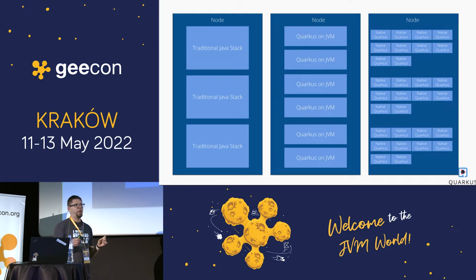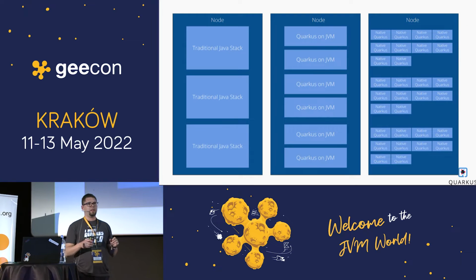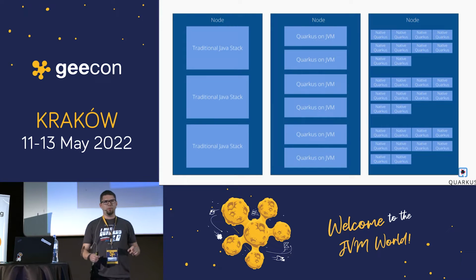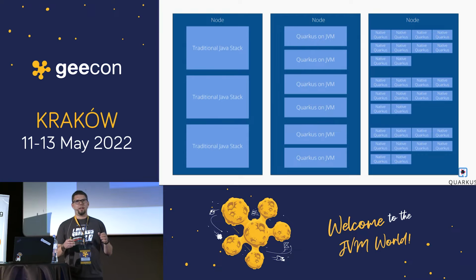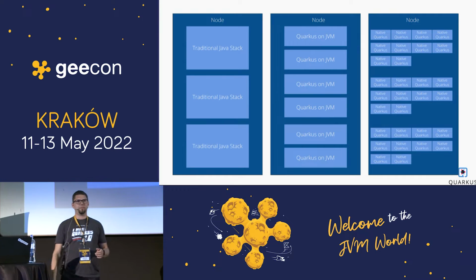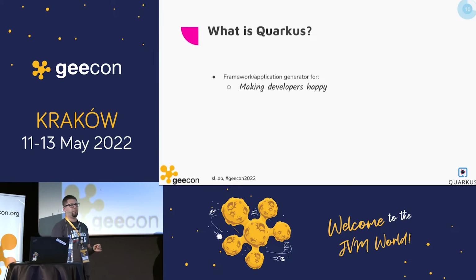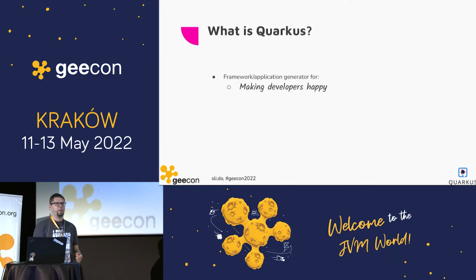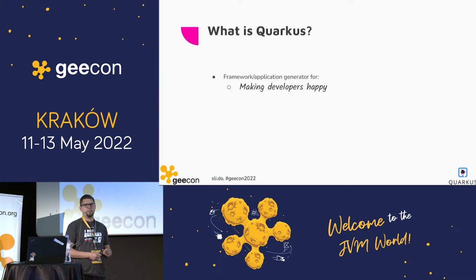So the low startup time means that you can scale out easily if you have a wave of traffic coming. And for example, you can do serverless nicely. But the low memory footprint means that you can have a much higher density of your applications in the cloud. So you save money, basically. So this is one thing. But another thing, actually, I think the thing that we focus on the most in the Quarkus team is making developers happy. So developer experience, developer joy.